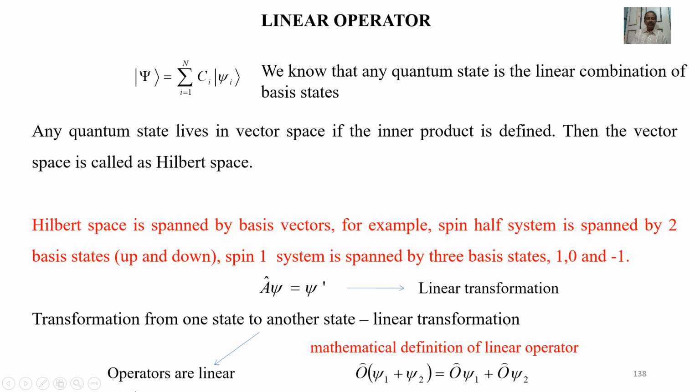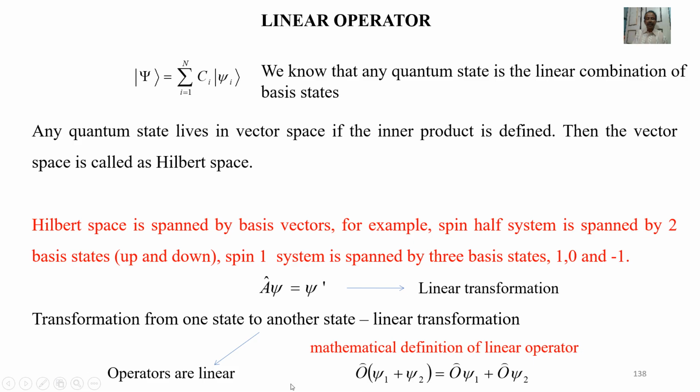This expression, we call this a linear transformation equation. A cap, this is called A cap. A cap means A is an operator. An operator can be subtraction, differentiation, integration, addition. Those things are called operations. So A is an operator, it operates on psi and will give another vector, that is psi prime. This transformation from one system to another system is a linear transformation. The transformation from one state to another state is called a linear transformation.